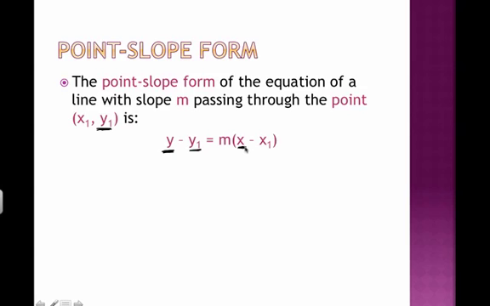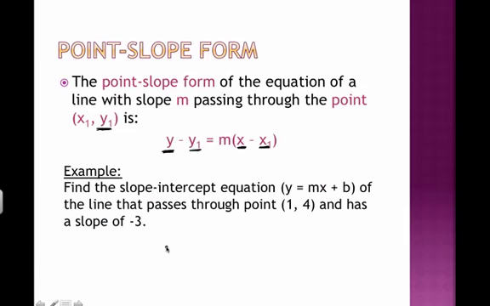Again, this x is your variable. This is going to remain in your equation. This is your x coordinate of a point on that line. So let's find the slope-intercept form equation, remember, that's y equals mx plus b, of a line that passes through the point 1, 4. So that means 1, 4 is on the line, and it has a slope of negative 3.